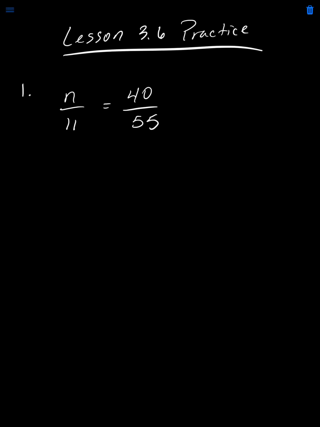I'm going to do the homework for the worksheet, lesson 3.6, practice. All we were doing was actually solving proportions. So obviously on number one, I have n over 11 equals 40 over 55. I can do this multiple ways. I'm going to show you both ways to do it.